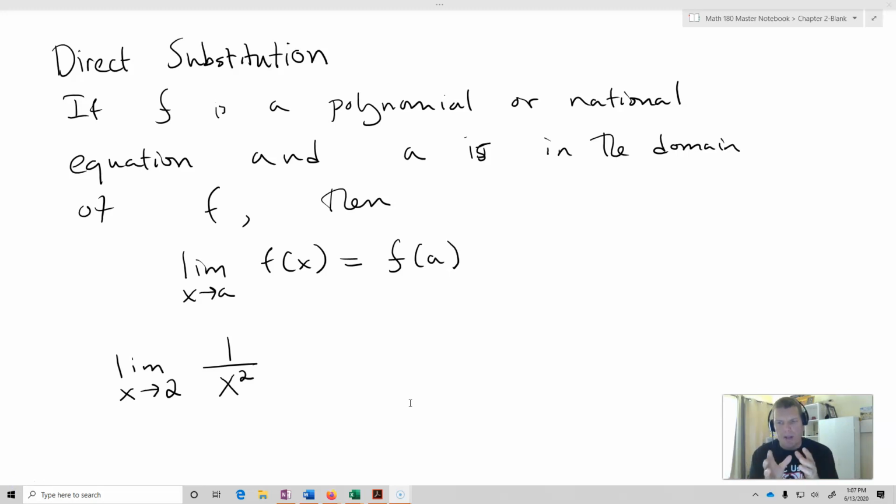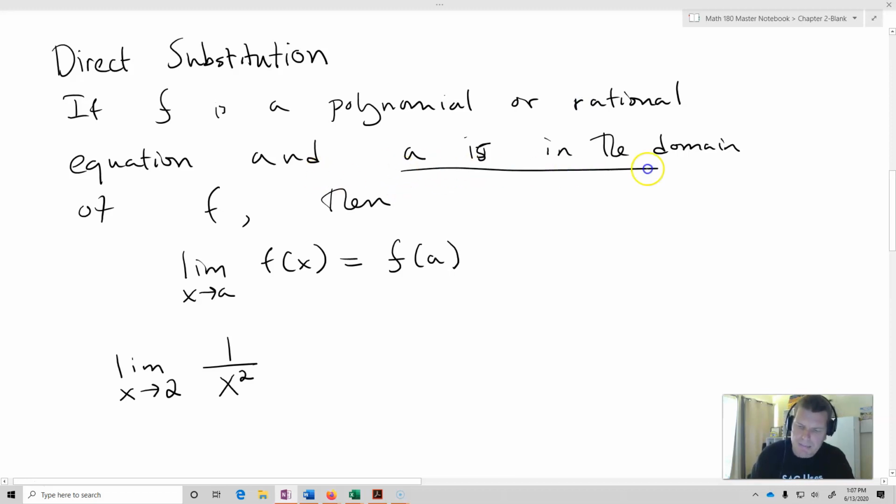So the first thing that we want to talk about when we talk about finding limits is this idea of direct substitution. So if f is a polynomial or a rational equation, and a is in the domain of f, so that's very important, a has to be in the domain of f, then we can just directly substitute, basically saying the limit as x approaches a of f of x equals f of a.